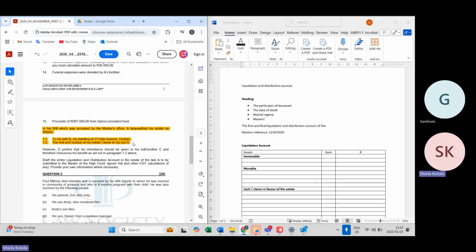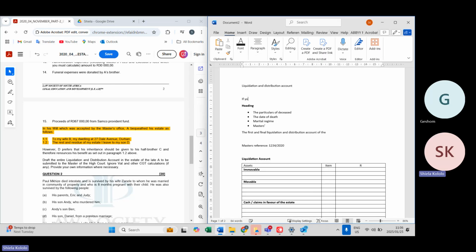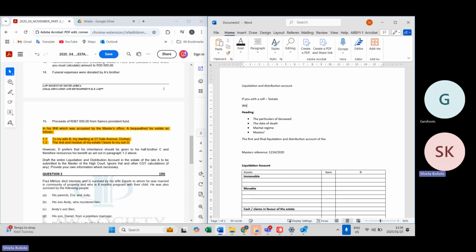Okay, so you see this part, when they tell you in his will, they mean that when he died, he had a valid will. So there are two types of dying. If you die without a will, you die intestate. If you die with a will, you die testate. So we just write this down. If you die with a will, you are testate, and without a will, it's intestate. So we see that his will stated this, which means the deceased died testate.